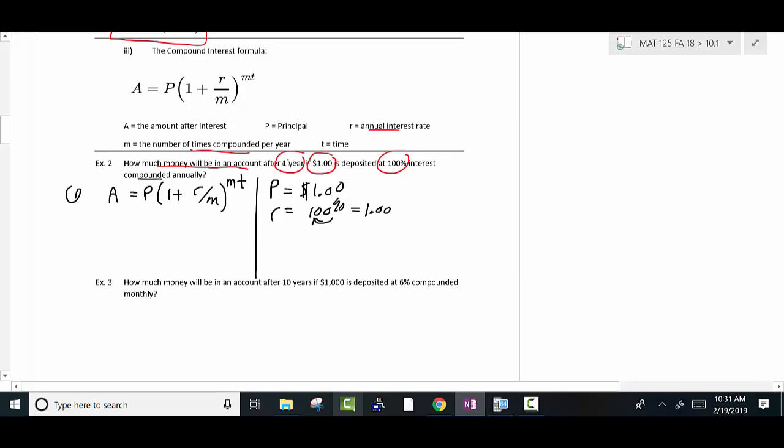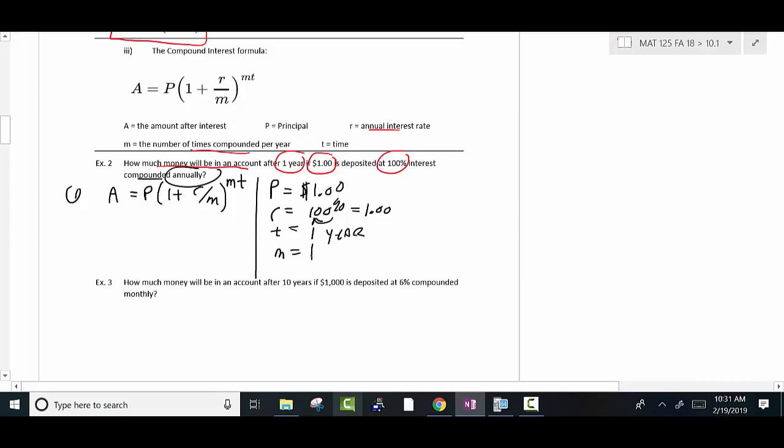Then the other thing it says is, of course, the time. The time is 1 year, so we know that. And then M is the number of times you compound. Annually means that you do interest one time, at the end of the year. So that's what you've got, right?